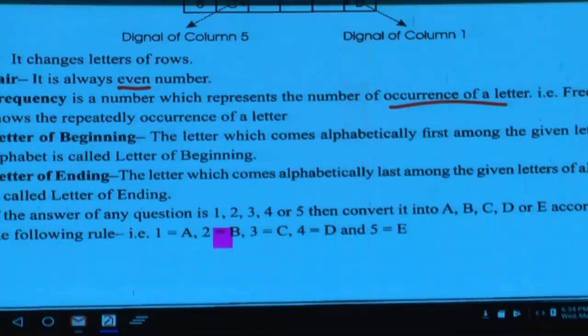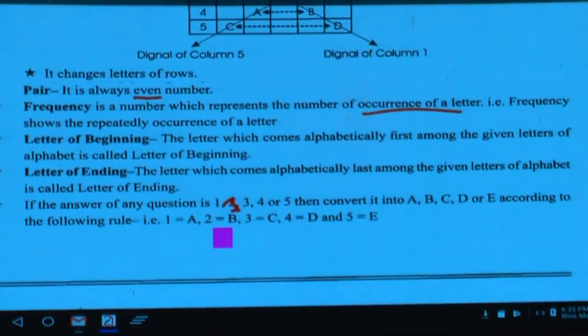If a letter A is repeated 4 times, that is the highest frequency. And if B is repeated 2 times, isn't it? Or C is repeated only once, then C is the least frequency. The number of times a letter is repeating, that's what we call a frequency, or occurrence. And next one, frequency is a number, and it represents the number of occurrences of a letter. That is, frequency shows the repeated occurrence of a letter.